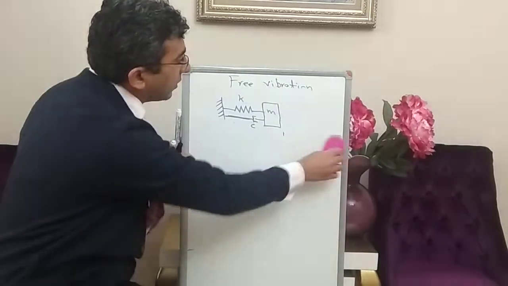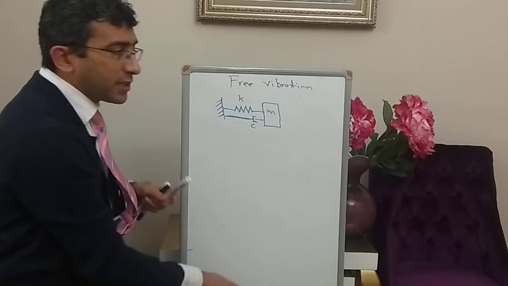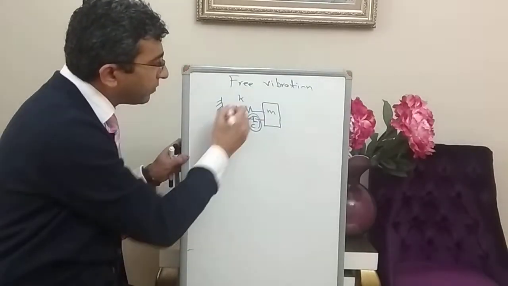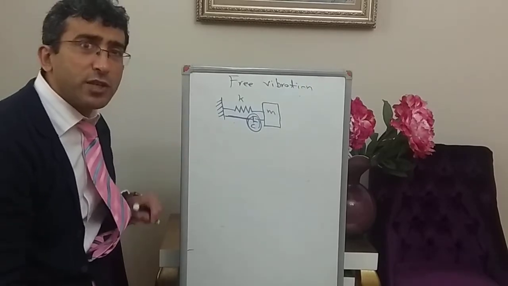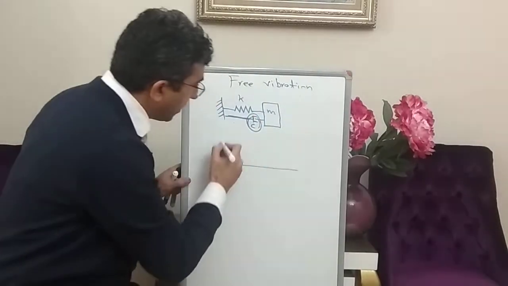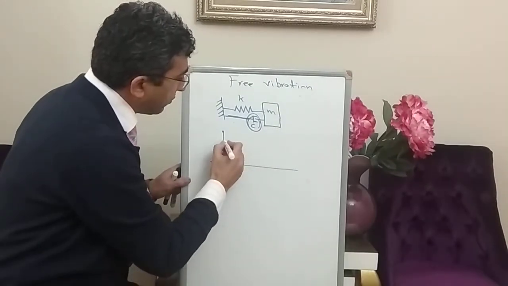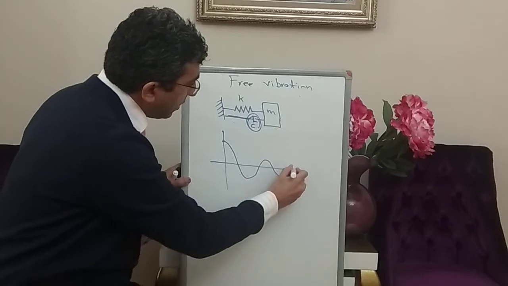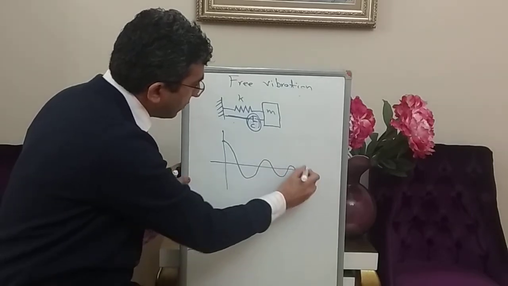Okay. So in this case, the response again is harmonic. If this damping coefficient is very small, so this will vibrate. It will start from some value here, and it will vibrate. Then it will stop. Okay.